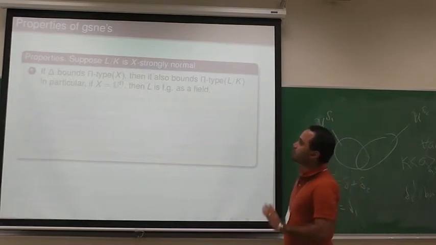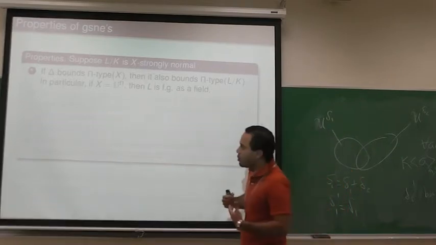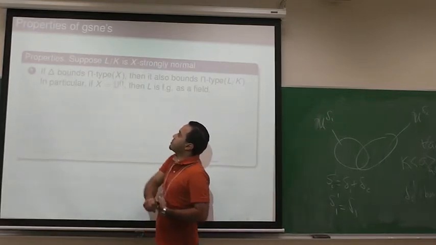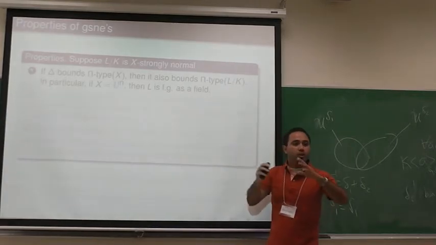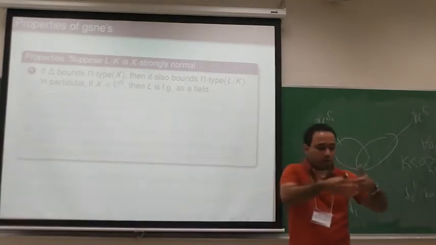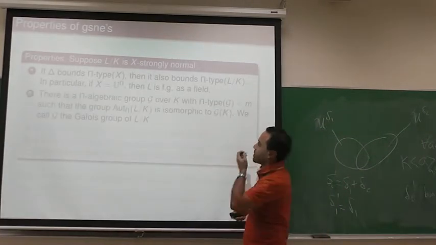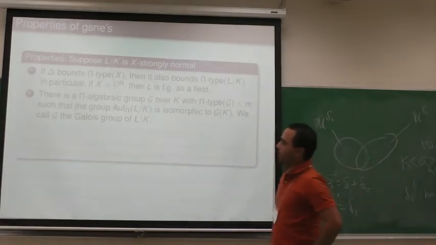Okay, what are some properties of this? I'm not going to spend time on these properties, but you can say a few things. Suppose you knew that delta bounds the type of the differential variety, then they also bound the type of L. So you can transfer information from the variety X into the extension. That's all this is saying.